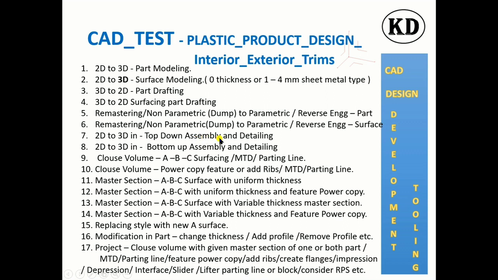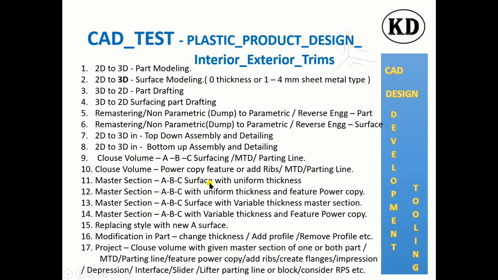Next one is 2D to 3D top down assembly, which is where the parts are created in the assembly domain. Next one is bottom up assembly. Next one is A to B surface creations, main tooling directions and parting line directions. Next test is feature creations, or main tooling directions, or finding parting lines. Next one is master sections.